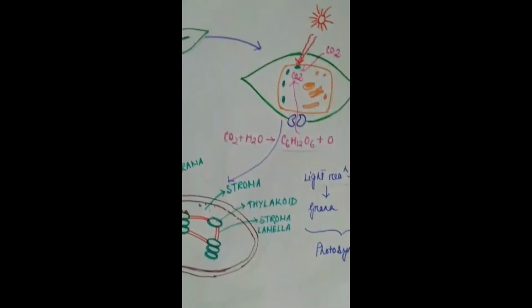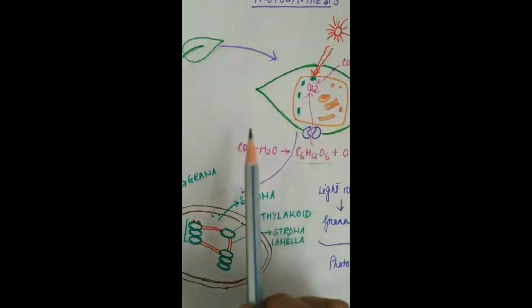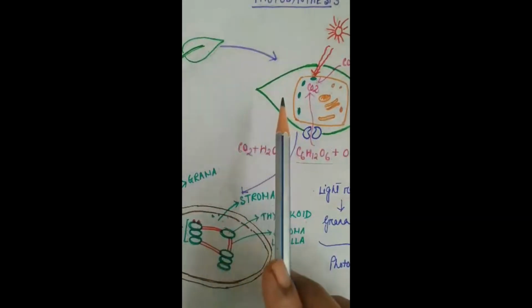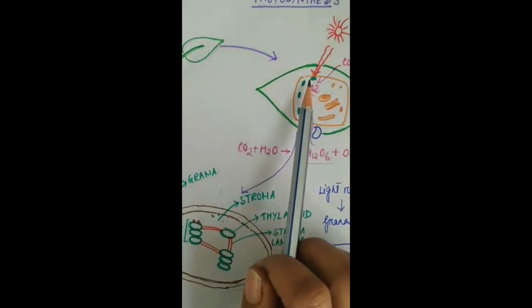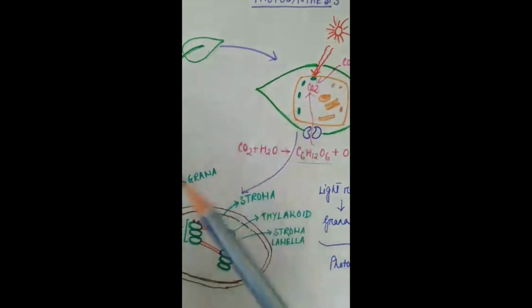So if a question comes, what is the location or site of photosynthesis, then what are you going to write? You have to write that photosynthesis takes place in the chloroplast present in the mesophyll cells of the leaf. And in the chloroplast, the light reaction takes place in the grana, whereas the dark reaction takes place in the stroma portion. Or as a whole, the whole photosynthesis process takes place in the chloroplast.